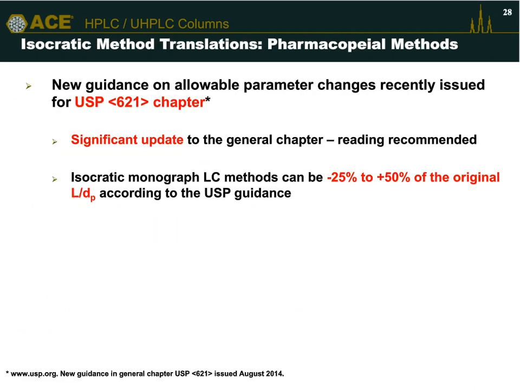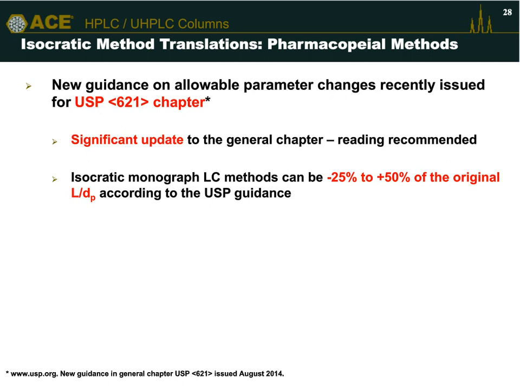I'm going to talk about isocratic method translations, and of course this brings in the USP 621 chapter, the general chapter on chromatography, which was updated in August 2014. This was a very significant update, and it is very much recommended that you read the new text for that chapter. There is no way that I can do it justice in this webinar. I've highlighted some of the key points in this webinar, but you really must read that chapter itself. I know a lot of work went into writing that chapter with a lot of discussion, and I think it's an excellent update to the original isocratic recommendations.